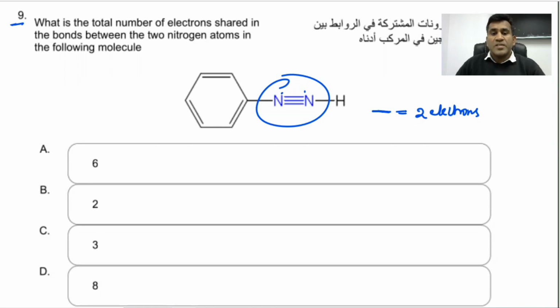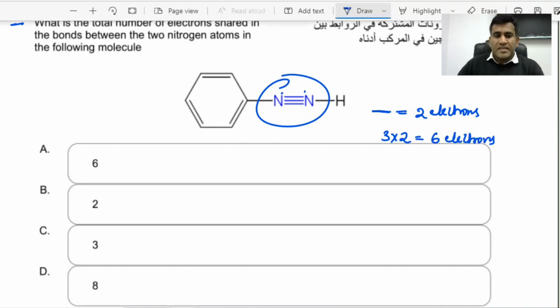So how many bonds are there in the nitrogen atoms total? There are 3 bonds. So what will be the total number of electrons shared then? So 3 bonds times each bond represents 2 electrons. So we say 3 times 2. Total there will be 6 electrons. So whatever the number of bonds occurring between the nitrogen atoms, the electrons they represent by the 3 bonds, we should say 6 electrons. So A is the choice.